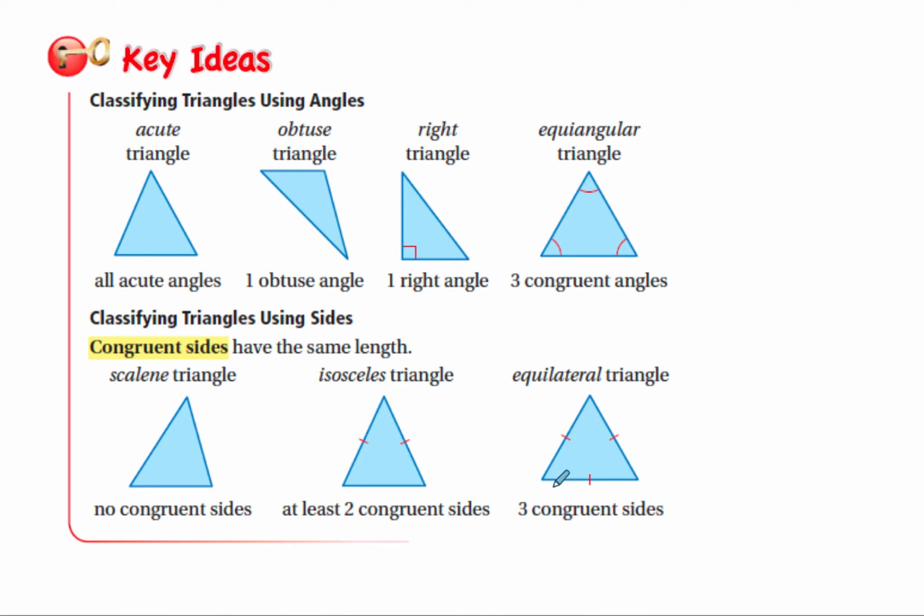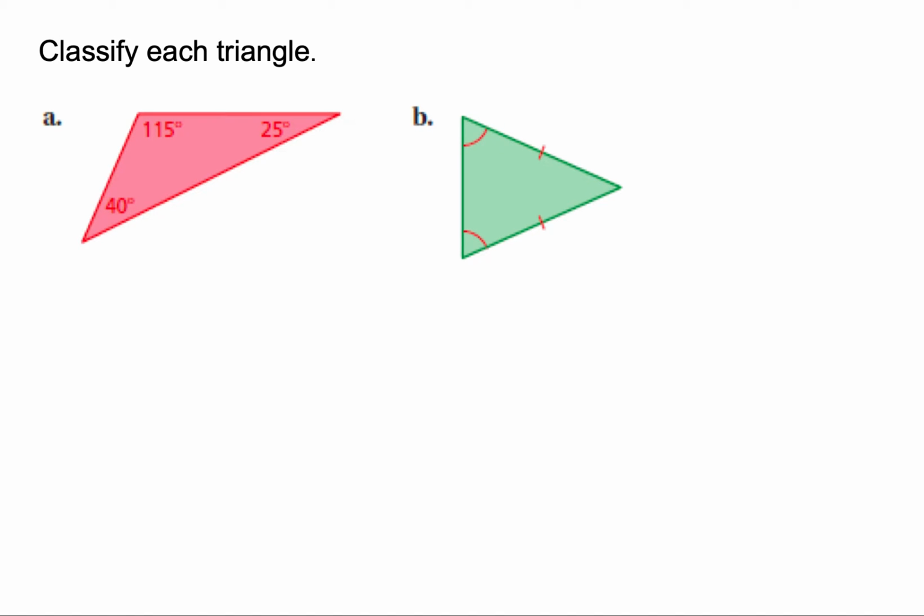And then equilateral, that means all three sides are the same. And as a result, all three angles are the same. And you can either do equilateral, equiangular, those two will always be paired, or you can have equilateral acute, because an equilateral triangle does have all acute angles. All right, so for the first type of problem here, we are classifying the triangle. So we're just taking a look at the sides and angles and naming it.